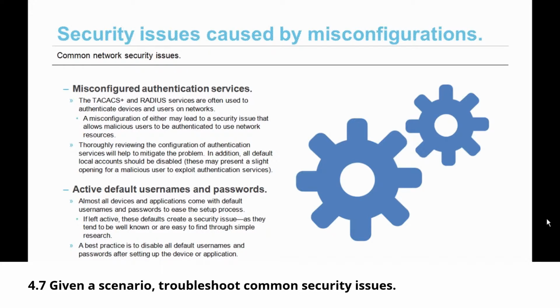The TACACS+ and RADIUS services are often used to authenticate devices and users on networks. A misconfiguration on either may lead to a security issue that allows malicious users to be authenticated to use network resources. Thoroughly reviewing the configuration of authentication services will help to mitigate the problem. In addition, all default local accounts should be disabled. These default local accounts may present a slight opening for a malicious user to exploit authentication services.